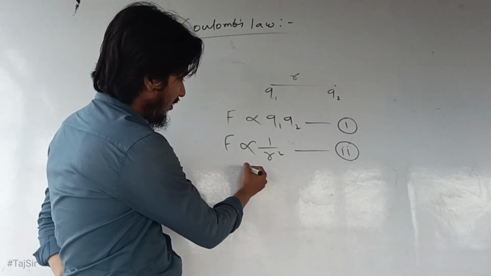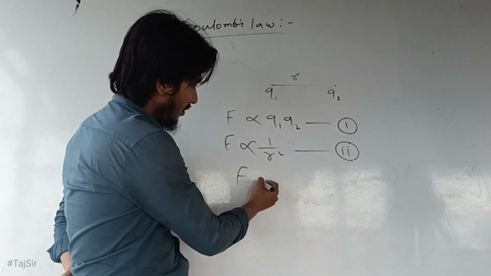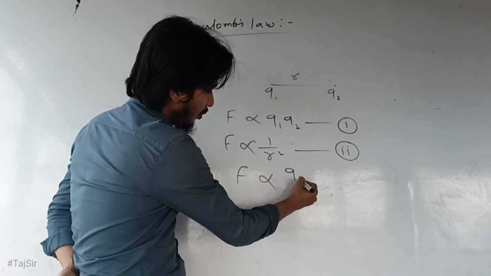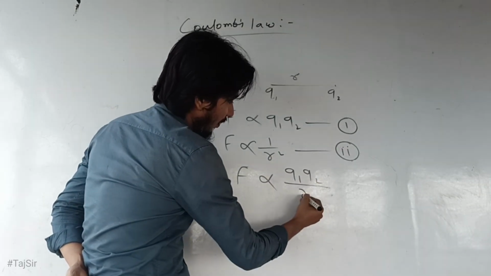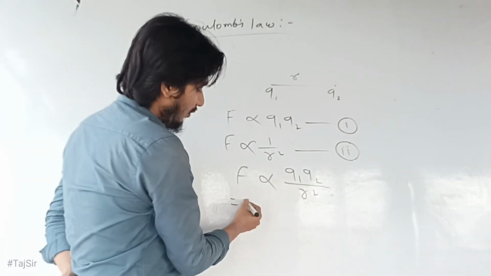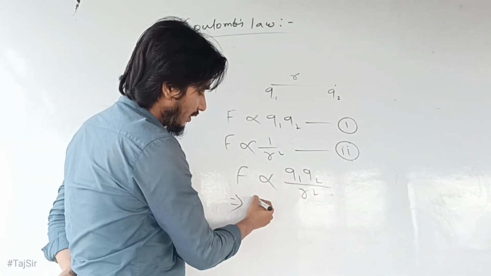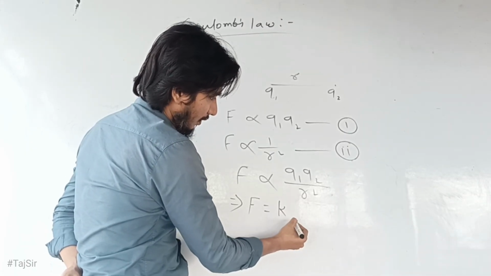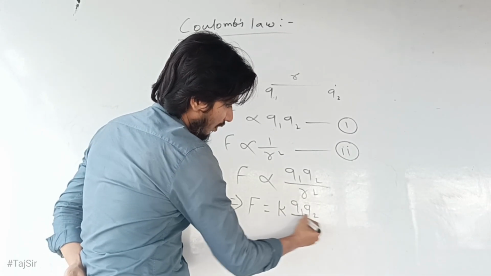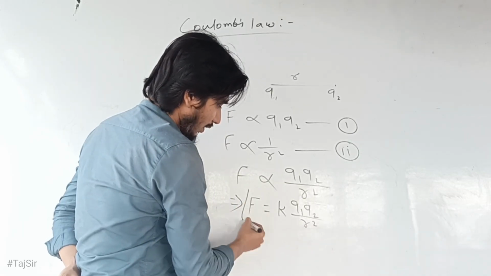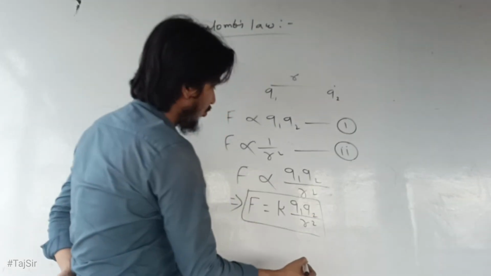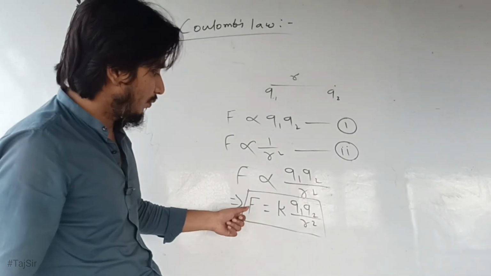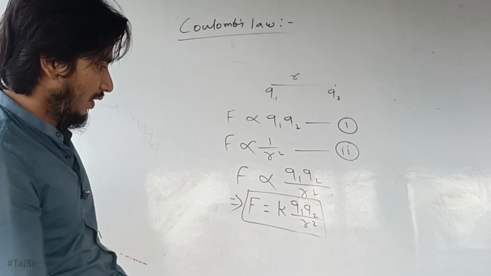Now if we combine these two proportionalities, we get F proportional to q1 q2 upon r square. And when we remove the sign of proportionality, we have a constant, say k, so F equals k q1 q2 upon r square. This is Coulomb's law in mathematical form, and this force is known as Coulomb's force.